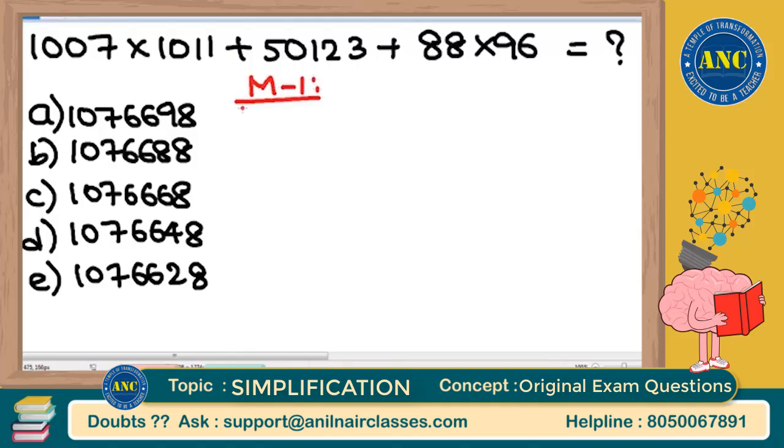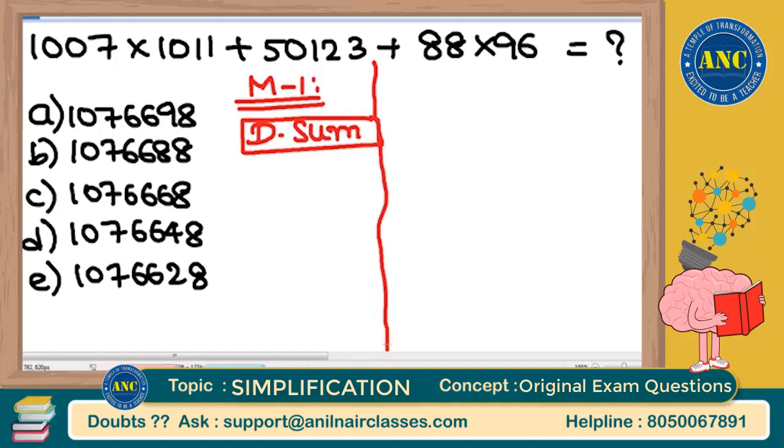That is your method 1. Method 1, please apply digital sum. Digital sum in the question should match with the digital sum in the answer option. This method 1 I have taught you multiple times in so many other problems, whatever we have discussed in our last 5 classes of simplification. That is one of the methods.